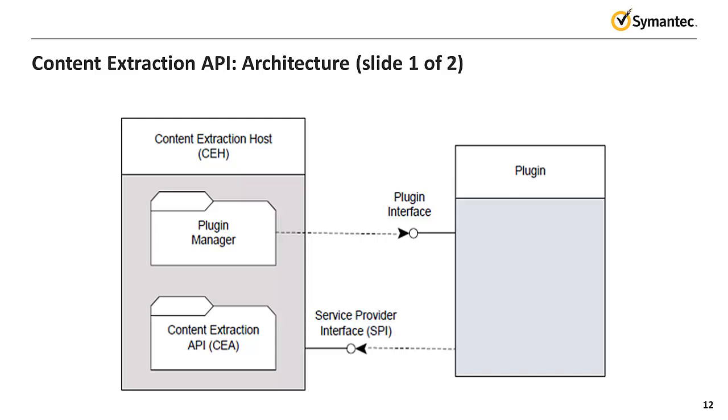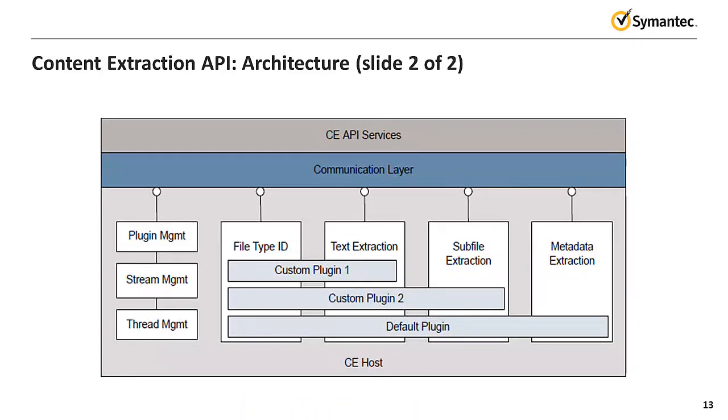Plugins invoke these services using the Service Provider Interface, or SPI. The SPI is a set of interfaces that implement the Content Extraction plugin to perform one or more of the following operations: file type identification, text extraction, sub-file extraction, or metadata extraction. This figure presents the SPI operations as used by custom and default plugins, which are managed by the Content Extraction Host and interface with the services provided by the CE API.